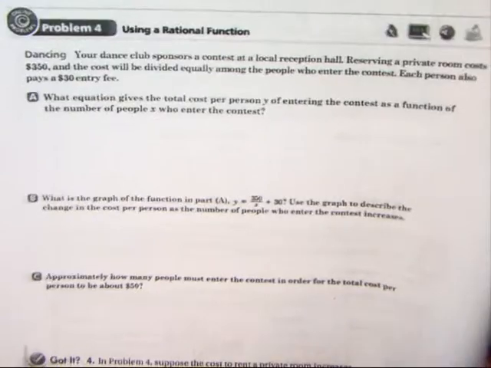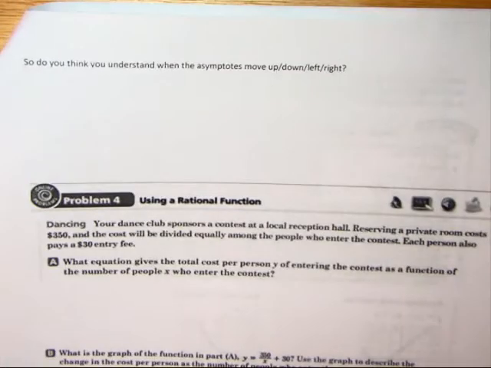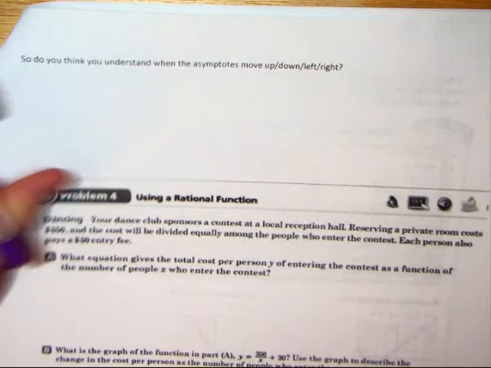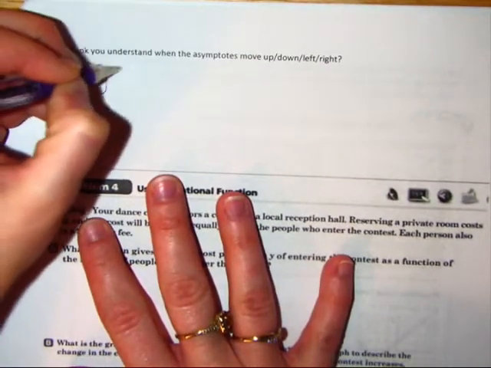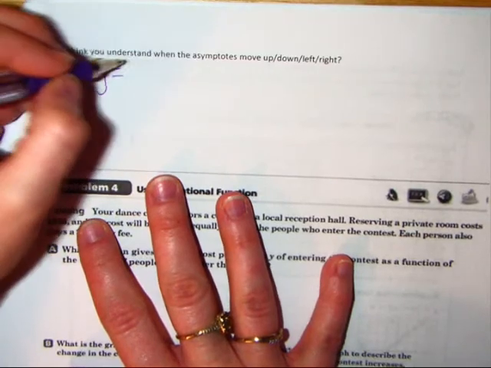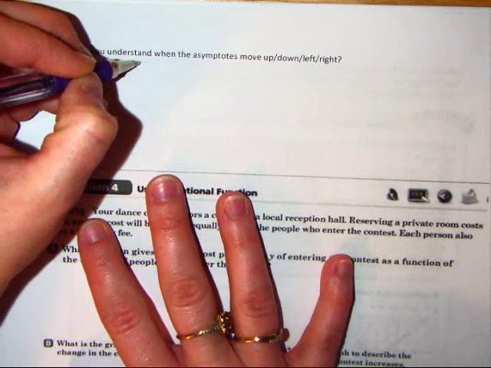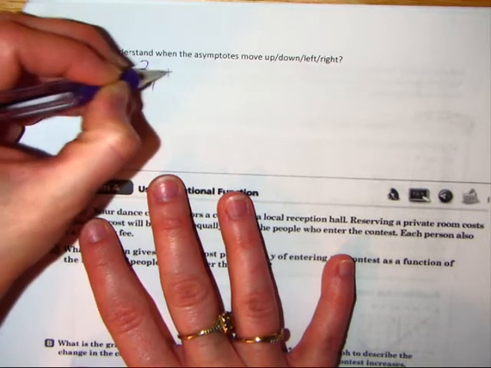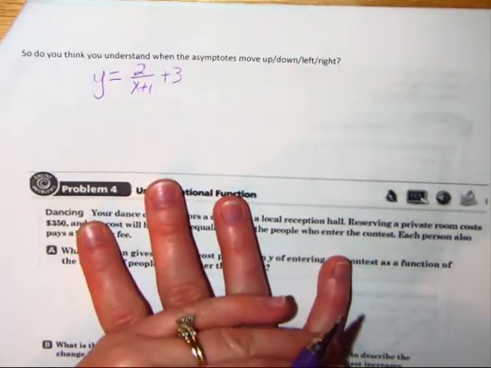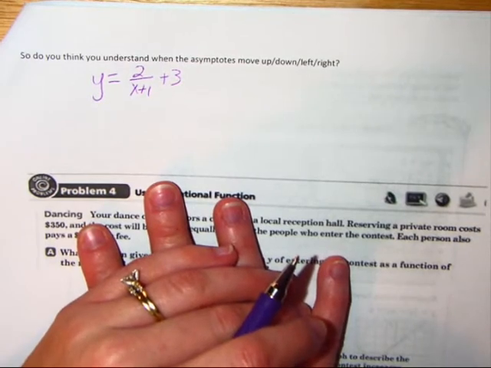So what do you think? Do you feel like you understand that you know how to move the asymptotes up and down and left and right? Let's give you 2 more examples to see if you could identify the asymptotes of an equation. Let's give you the example, y equals 2 over x plus 1, plus 3 in the back. Why don't you guys try to identify what you think the asymptotes would be?